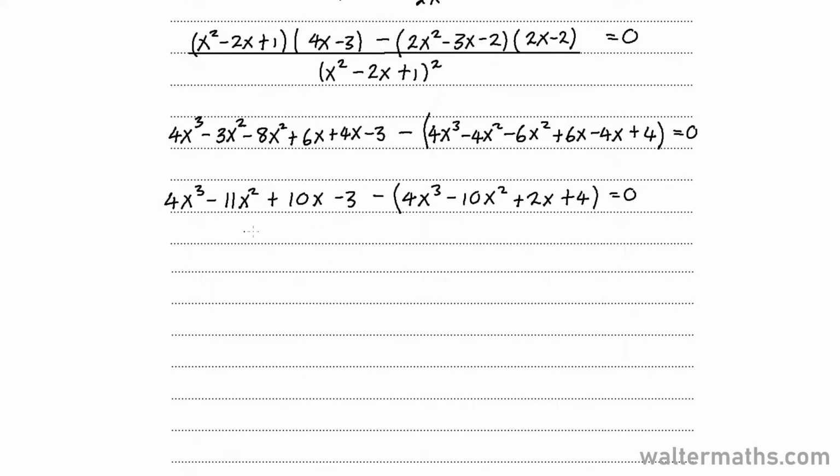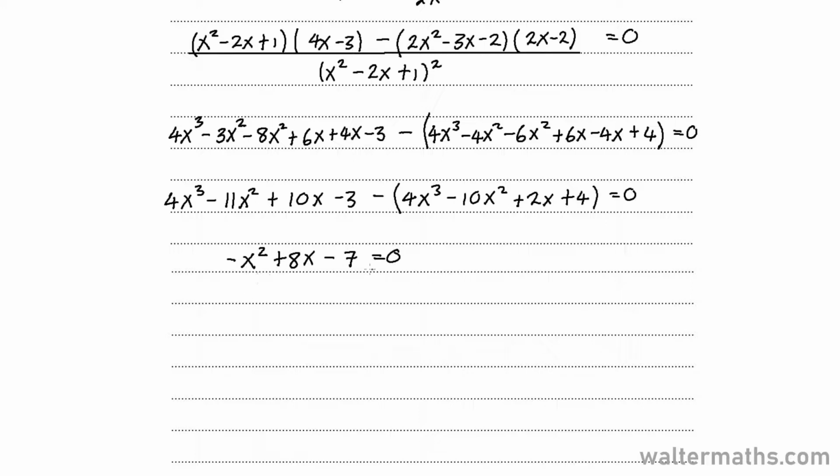Now simplifying again, 4x cubed minus 4x cubed is 0. Minus 11x squared minus 10x squared will give us minus x squared. 10x minus 2x is 8x. Then minus 3 minus 4 is minus 7, and it's all equal to 0. So this is what we get.